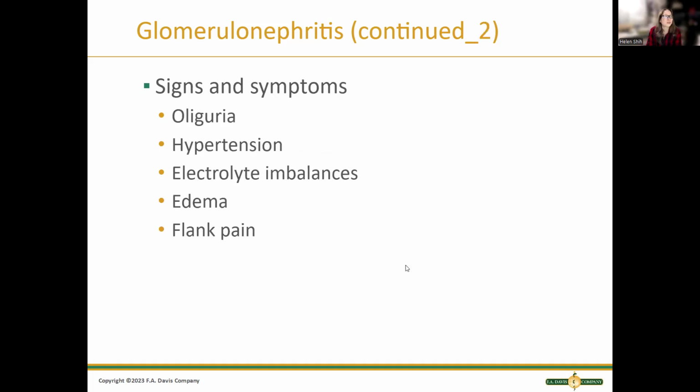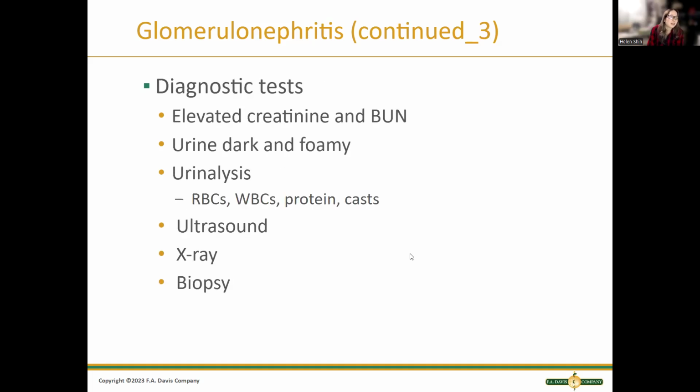The signs and symptoms of glomerulonephritis are decreased urine output, known as oliguria, hypertension, electrolyte imbalances, edema, and flank pain. The diagnostic tests show elevated creatinine and BUN. They would also have dark, foamy urine. Their urinalysis will come back with red blood cells, white blood cells, proteins, and casts. Then you could do an ultrasound to see what was going on, as well as an x-ray or biopsy to see if that's what's happening in the glomerulus.